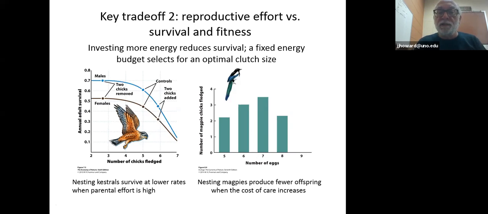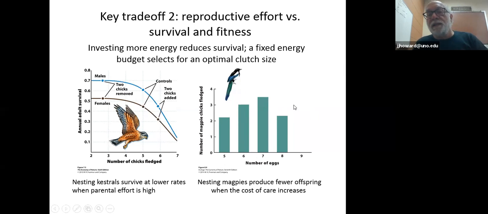And what you can see here is if you look at the pattern of nesting in magpies, you can see that most magpie nests produce about 7 eggs, and about half of those are fledged. They become fully independent offspring. The other half die. If you have fewer than that, well, duh, you should expect to have fewer surviving offspring, and you do. If you only have 6 eggs, you only have 3 offspring on average. If you have 5 eggs, you only have a little over 2 offspring on average.